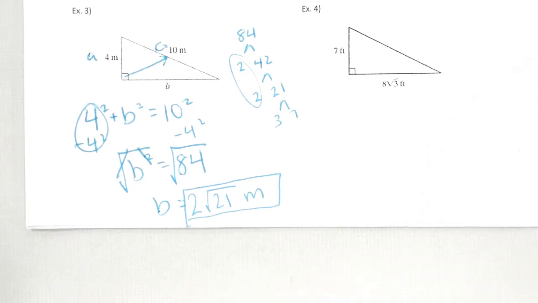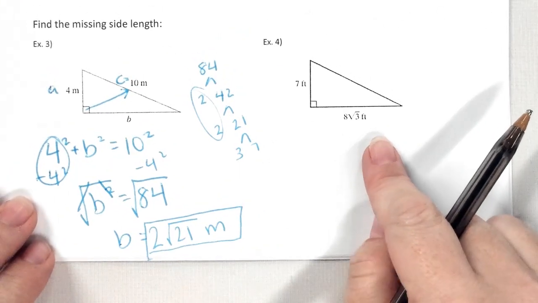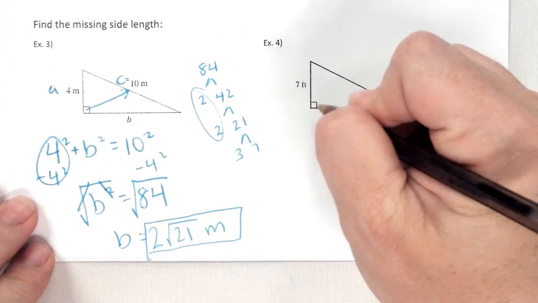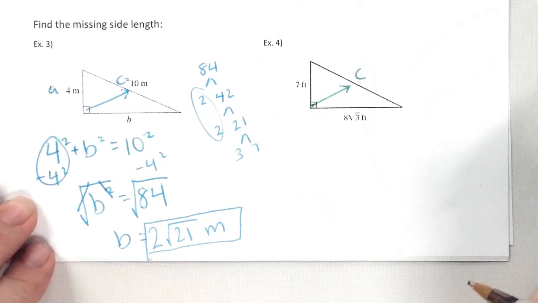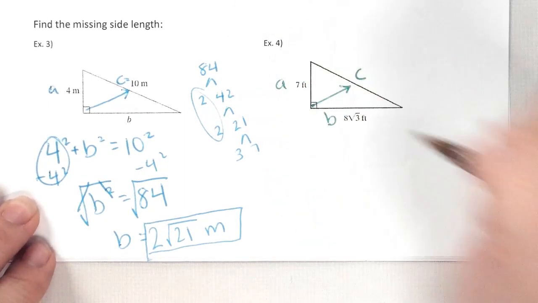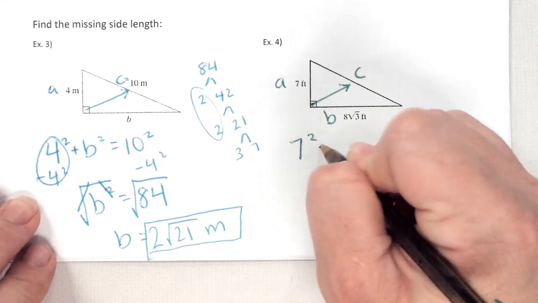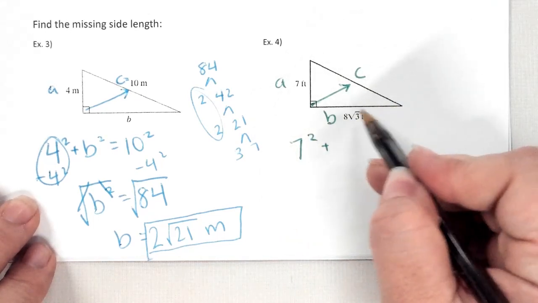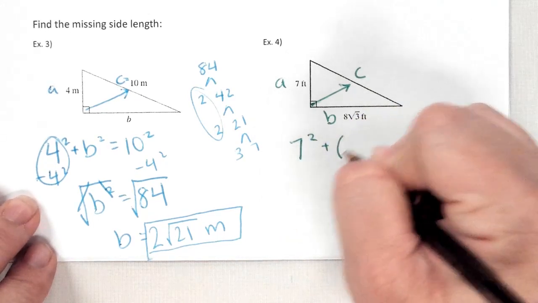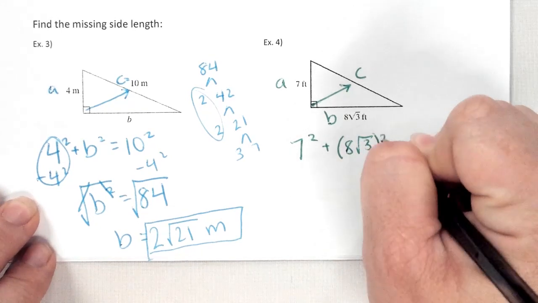Okay, so let's look at number 4. Look here. What am I missing? You're missing C. I'm missing C because this is a cross, so this is my C value. It doesn't matter which one's A and which one's B. So I have 7 squared plus, again, is this just a whole number? No, so we have to put it in parentheses.